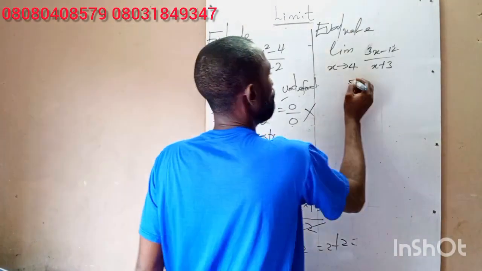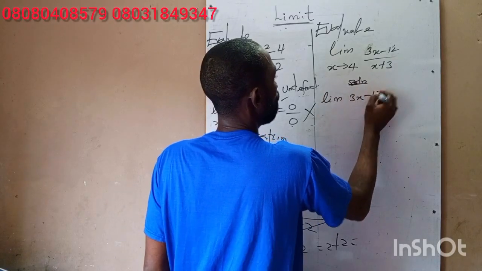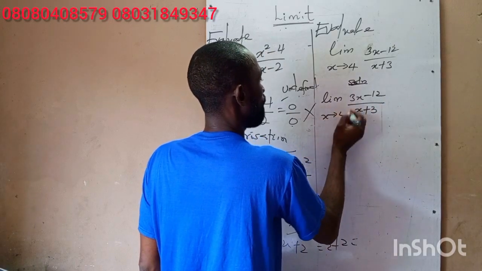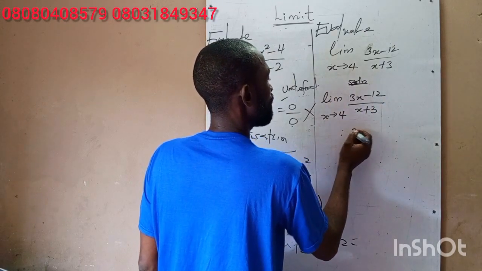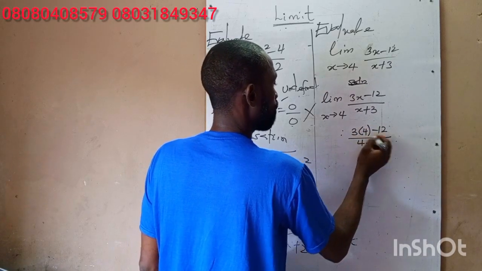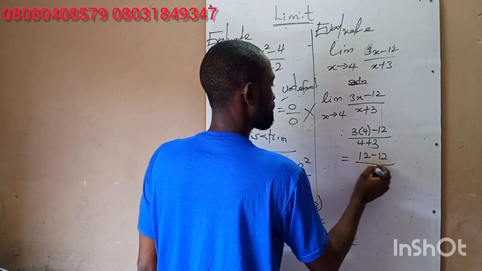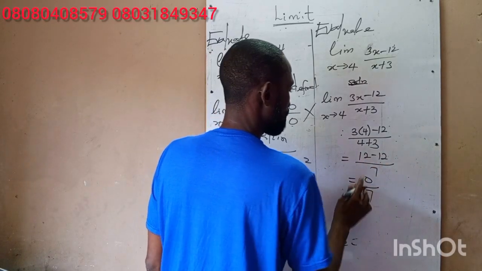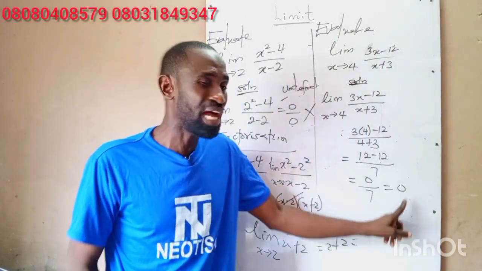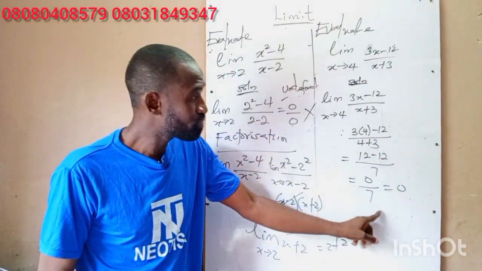So we have the limit of 3x minus 12 all over x plus 3 as s approaches 4. We're having 3 bracket 4 minus 12 all over 4 plus 3. This will give us 12 minus 12 all over 7, which is 0 over 7. Our answer here is 0. 0 over anything will give us 0. But anything over 0 is undefined. This one now is correct.